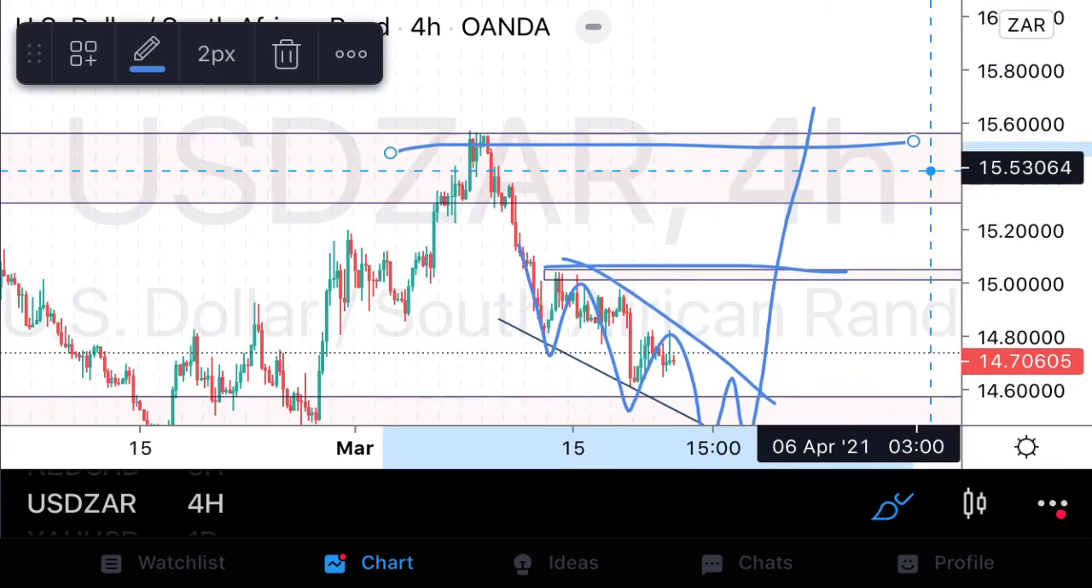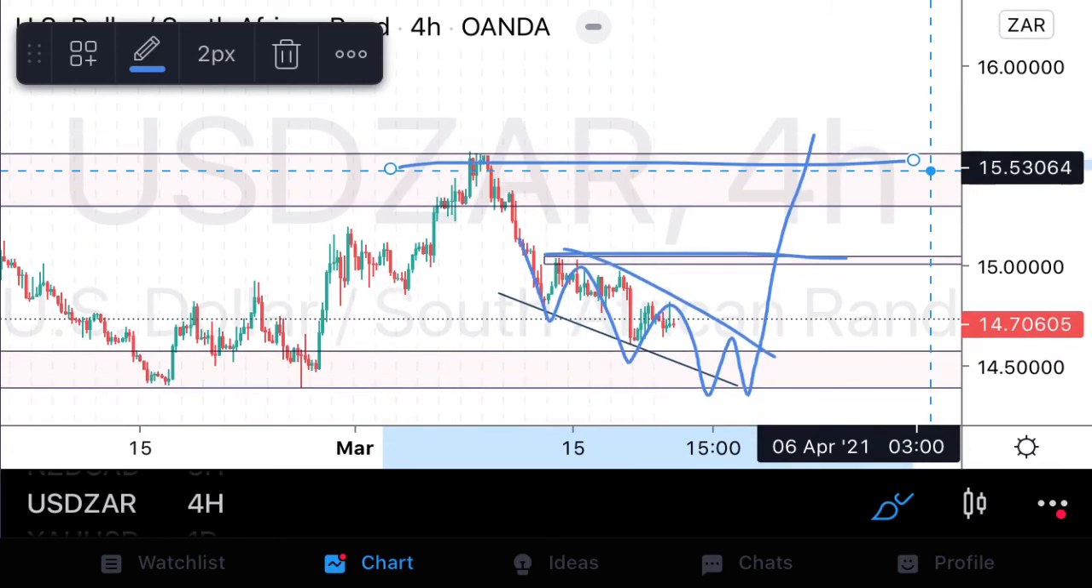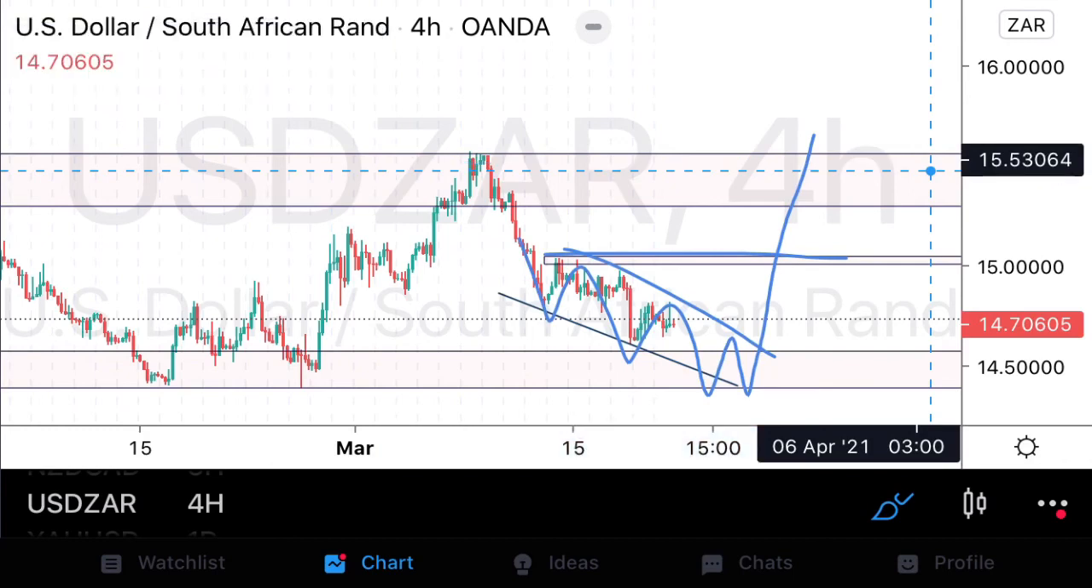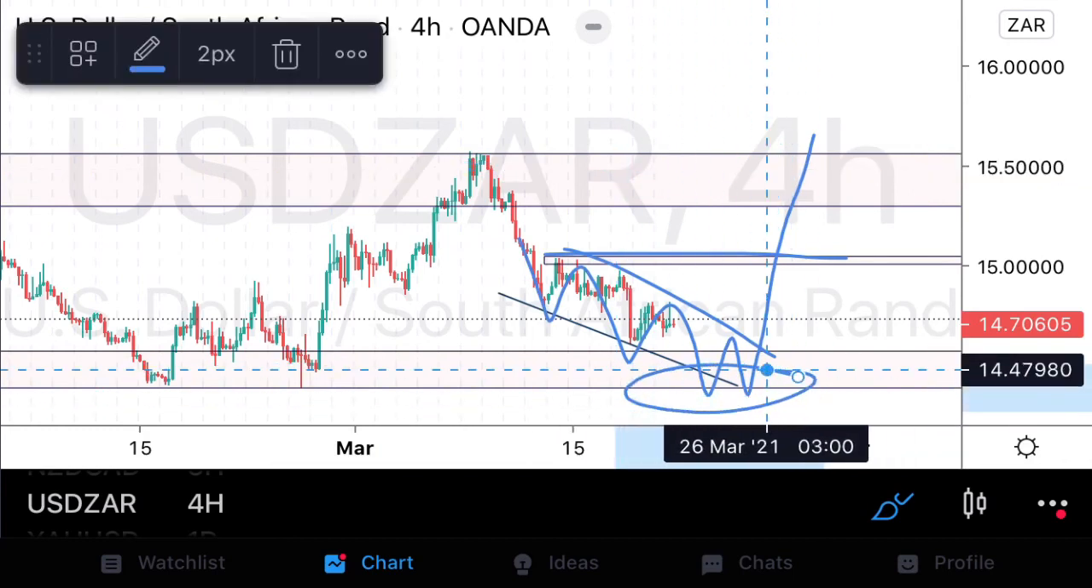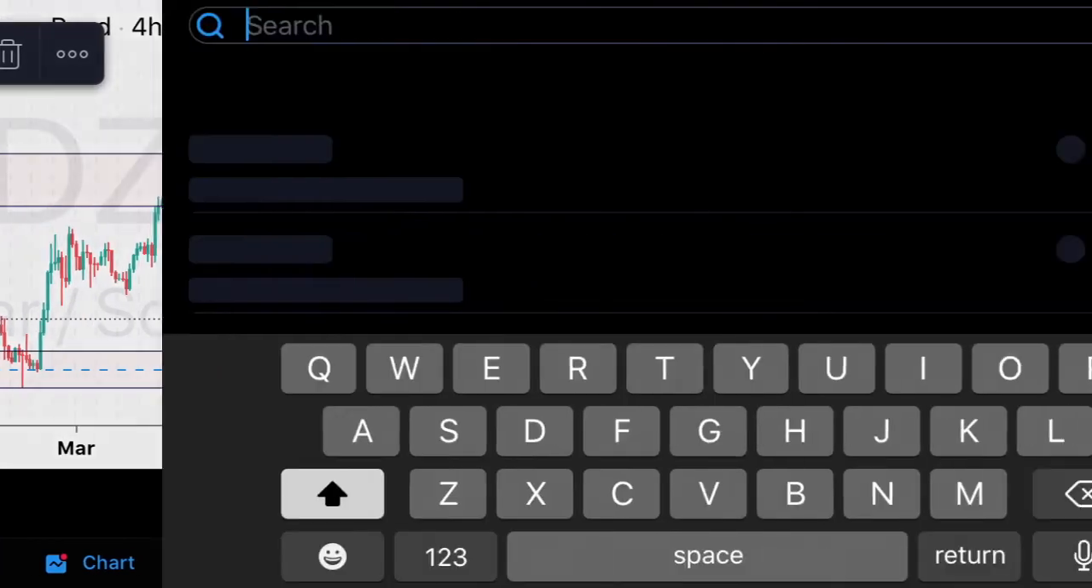We're going to be looking for buying opportunities, obviously paying attention to how price is correcting to these levels of daily support and also weekly support. So this is the analysis. This is what I'm looking for next week on USDZAR. Let's go into gold.